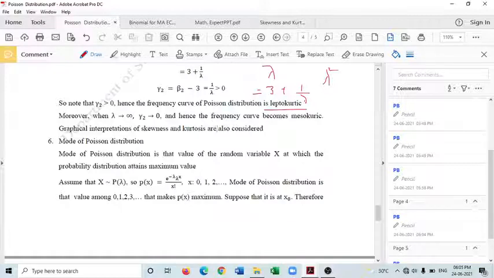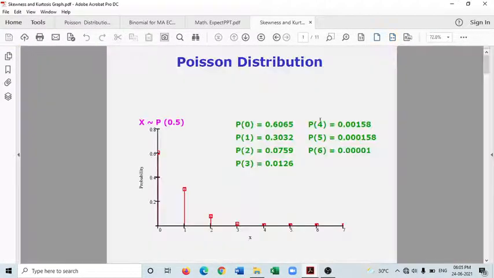We can interpret the same result in terms of the frequency curve graphically. I have drawn various frequency curves of the Poisson distribution for different choices of lambda. The first is the situation where lambda is equal to 0.5. I have found the probabilities of the values of this variable following a Poisson distribution with lambda equal to 0.5, and then P0 is 0.6065.